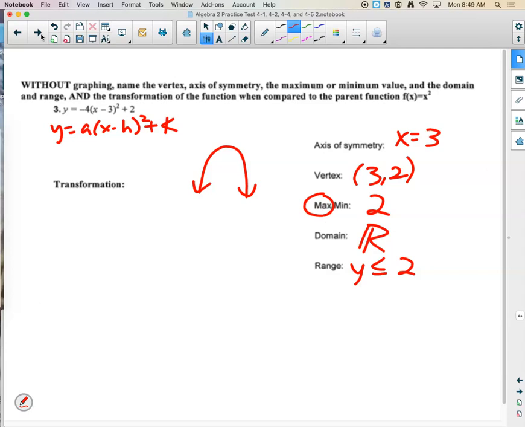transformations. Well, the parent for this one is y equals x squared. But this obviously has a lot more going on than y equals x squared. So we've got to explain what all the numbers are doing. What's this negative in the front do? What's the fancy name for that? Reflect. Reflect over the x-axis.